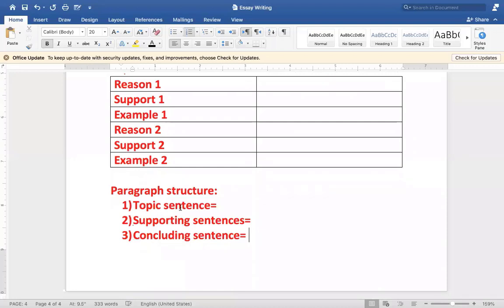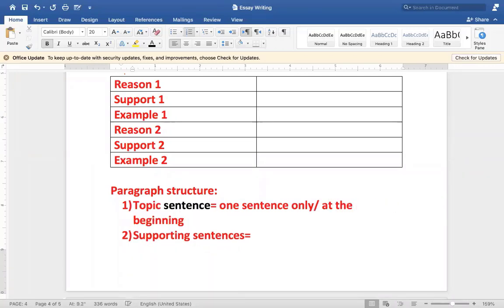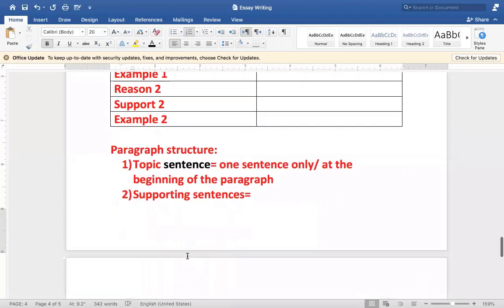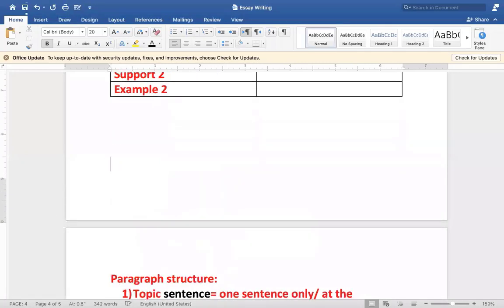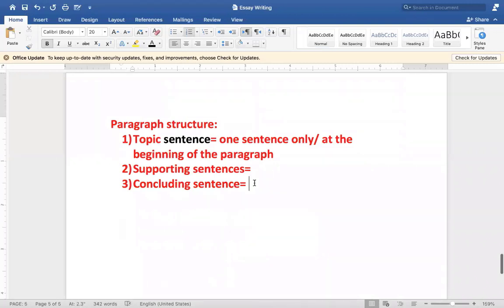A topic sentence, how many sentences? One sentence only. Where does it come? First one. Yeah, at the beginning of the paragraph. What about the concluding sentence? Where does it come? In the end. At the end, yeah. How many sentences? It's also one sentence. Also one, at the end of the paragraph.